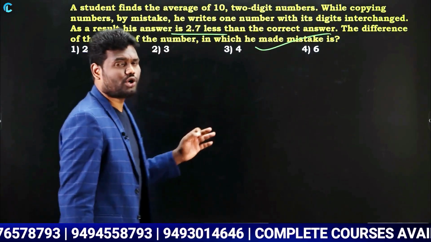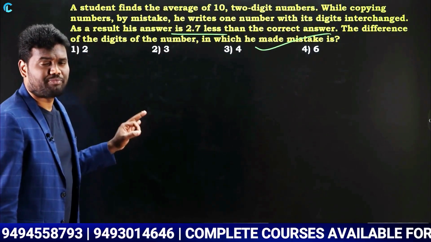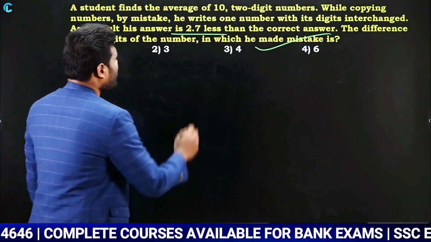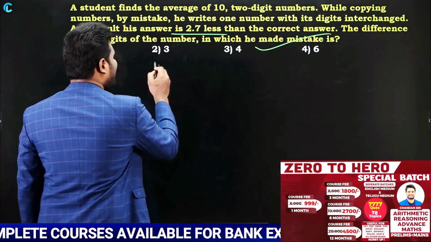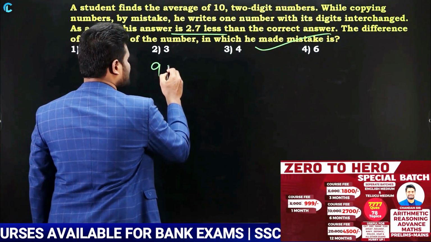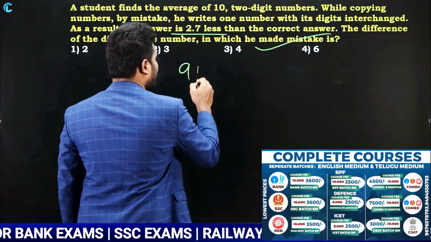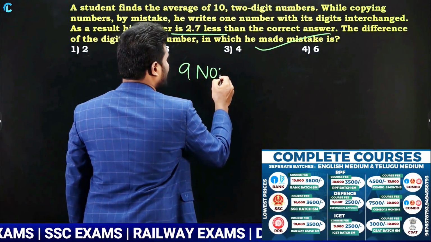Okay. First I will show you the procedure to solve this question. Later on I will show you a simple trick to solve the same question. Now according to this question, out of 10 numbers, 9 numbers are written correctly. Yes or no? Out of 10 numbers, 9 numbers are written correctly.